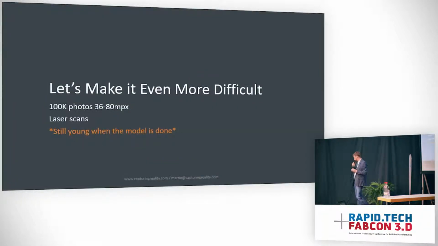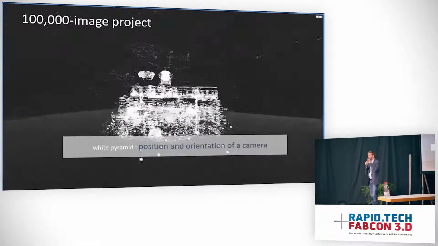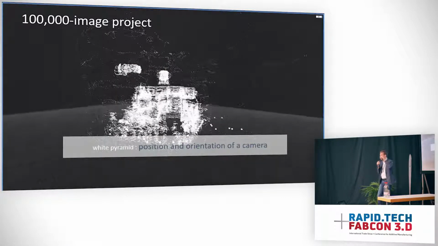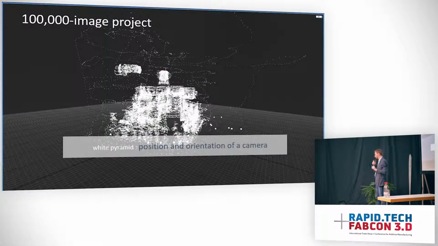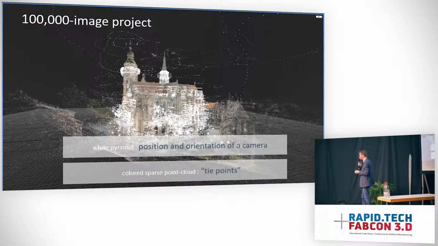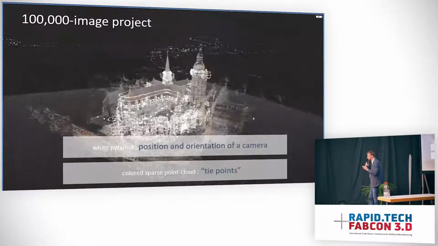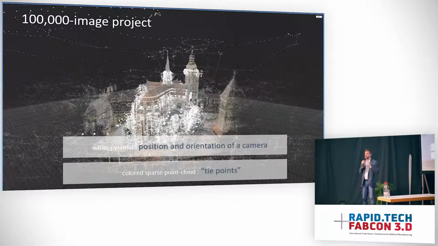Okay, so let's make it even more difficult, and let's shift to, say, 100,000 photos. And big photos. Let's add laser scans, and you still want to be young and beautiful when the model processing is finished, so you don't want to spend years on processing. And this is the model. What you are looking at, those tiny dots, actually are pyramids, which are showing camera pose and orientation. And you may say that 100,000 images is too many. But let's look at the size of the model, the scale. It's a huge cathedral. So now, in the context of this cathedral, 100,000 photos is not so many.